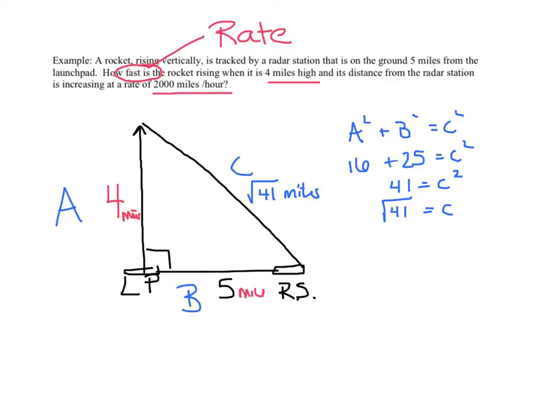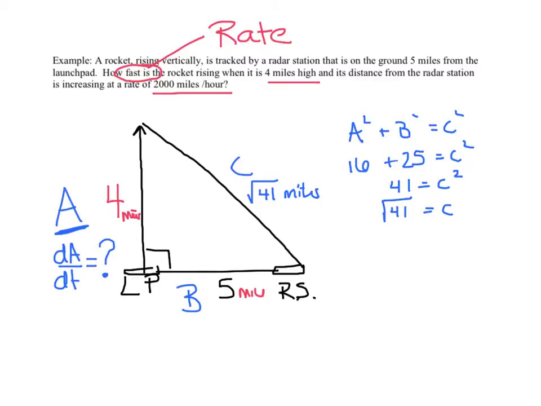How fast is the rocket rising? Okay, so again, how fast is the rocket rising? I want to know something about this side, but I don't want to know how many miles. I want to know its rate. So to represent the rate of this side, if this side is A, its rate with respect to time is the derivative of A with respect to time. So we call that dA/dt. And I'm going to put dA/dt question mark. That's what I'm trying to find.